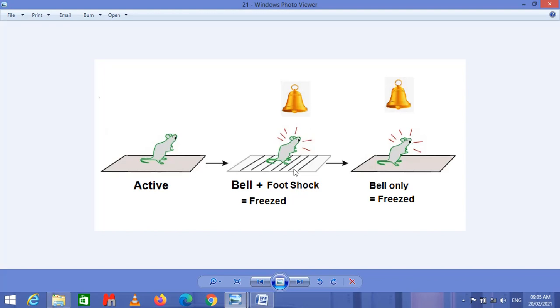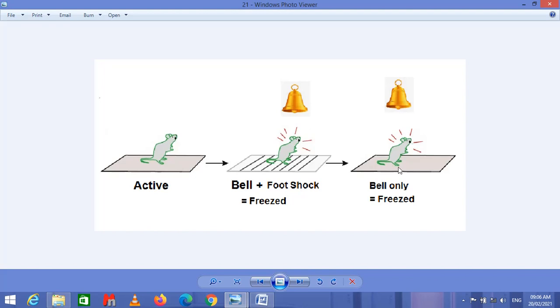Now, after so many repetitions of this experiment, if we do not apply any shock and this mouse is applied with only the bell, after listening to the bell, this mouse will freeze. Though there is no current, there is no foot shock, still the mouse freezes. Why does the mouse freeze? Because the information regarding the fear is stored in its amygdala. So after listening to this bell, the mouse assumes that it is in a fear condition. It assumes that it is getting the foot shock, but there is no foot shock at all.